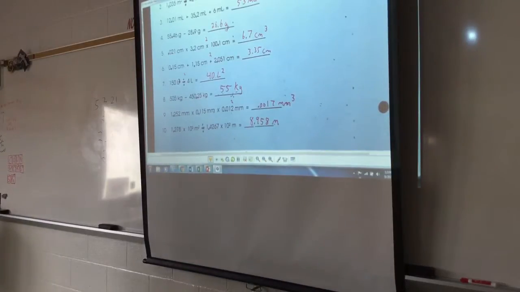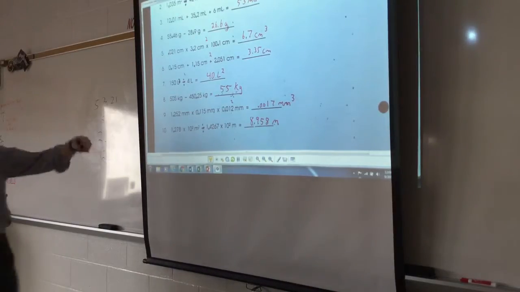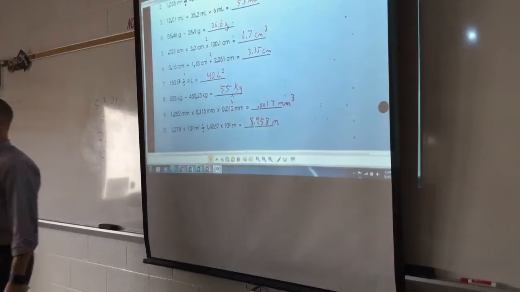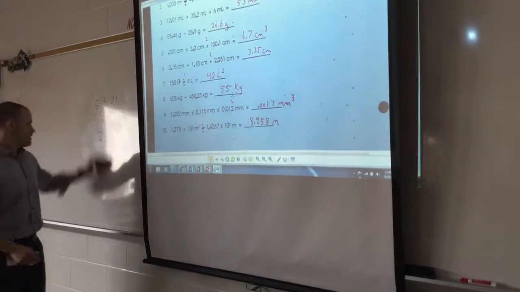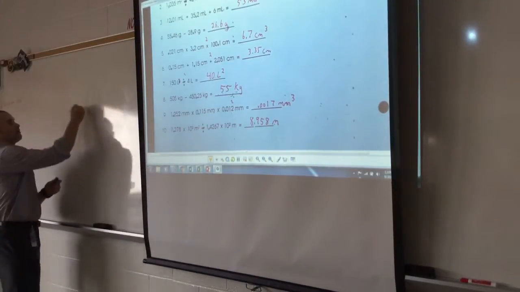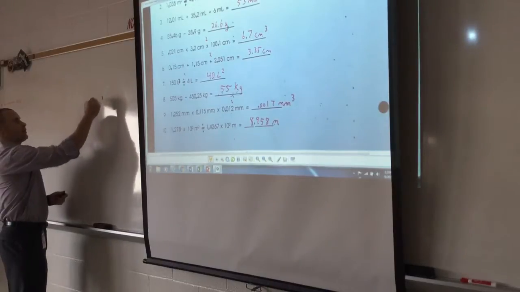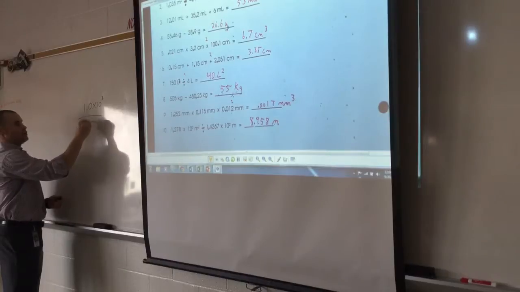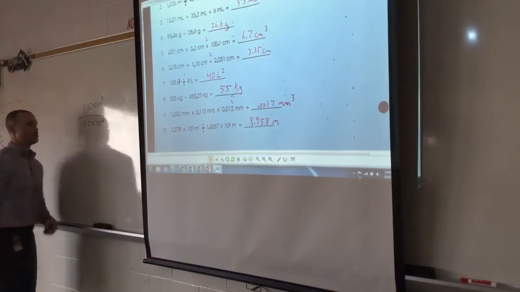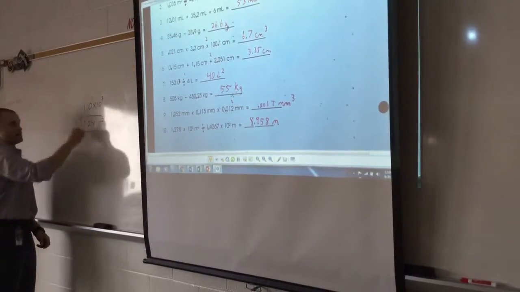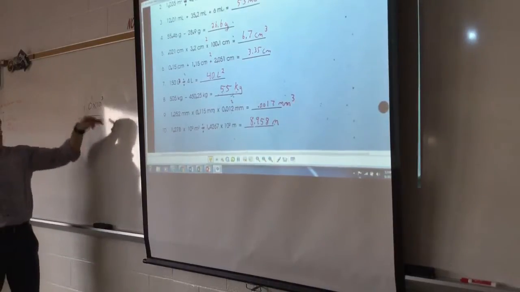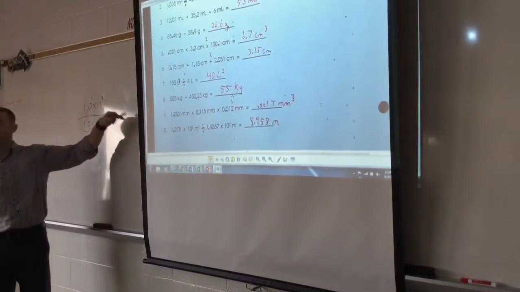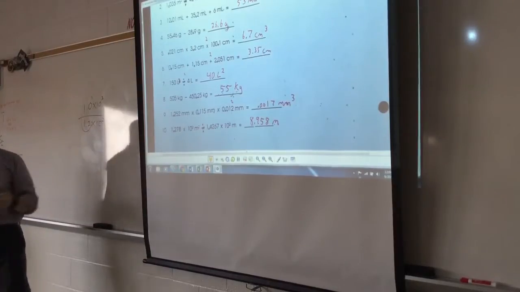What do you do with exponents when you divide? Powers of 10. What do you do with the exponents? So if you were to do 1.0 times 10 to the third divided by 1.2 times 10 to the second, you would divide these numbers, and then you would do what with those? Subtract. So the answer would be 10 to the first, right? Remember that. You subtract the exponents.